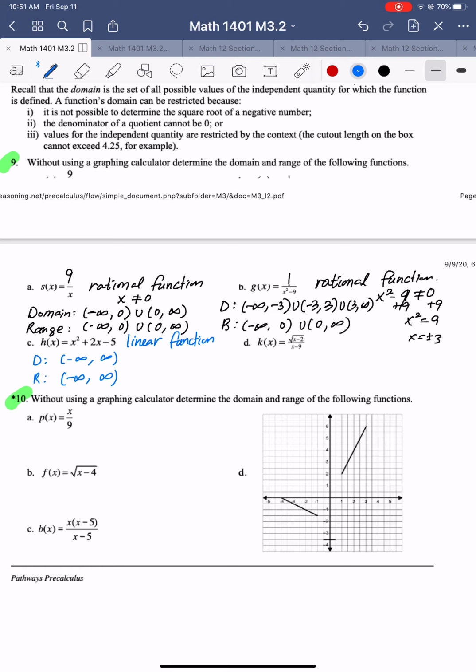The k function is actually a combination of two functions. One function, the top, is a square root function. Then the whole thing is a rational function. So there are two restrictions we have to think about. The inside of the square root always needs to be positive, and the denominator cannot be 0.